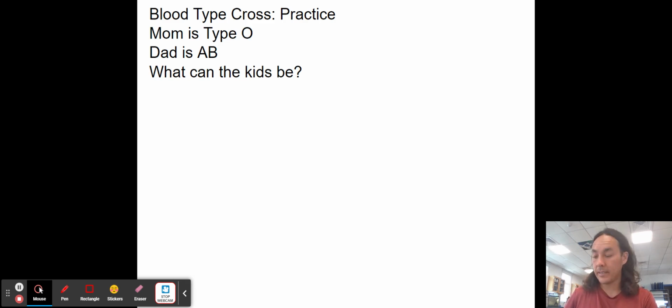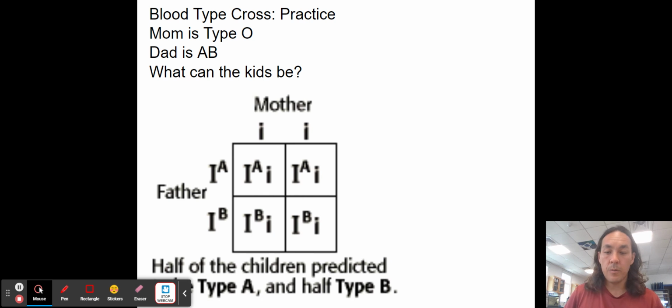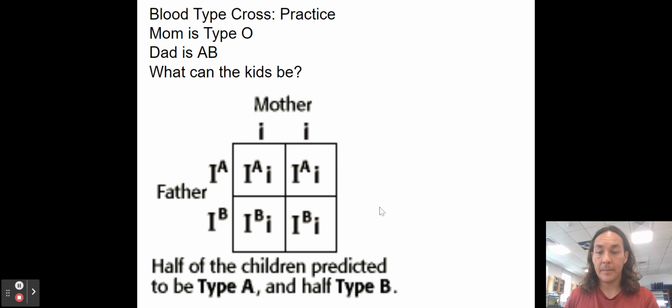Mom's type O, dad's AB. What can the kids be? Hopefully you got something along the lines of this. The kids could be either A or B. They cannot be AB, and they cannot be O.